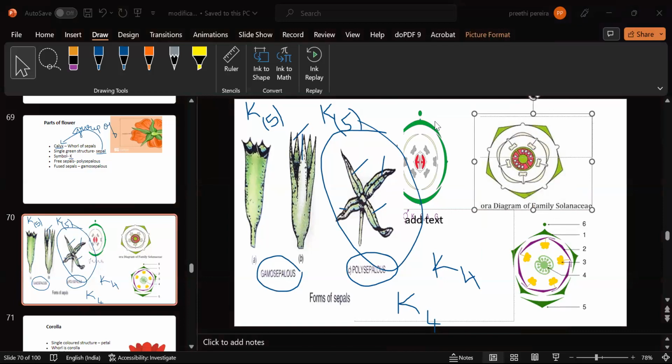I think I got the answer. K5. Okay, Aniket is saying K and 5. Aniket, you meant K5, one word. But Aniket, don't you think you should put a bracket? Look over here. They are fused. See? Calyx are fused. They are joined. Right, Aniket? See, they are joined here. So it should be K bracket 5. Yes, Aniket, you're right.